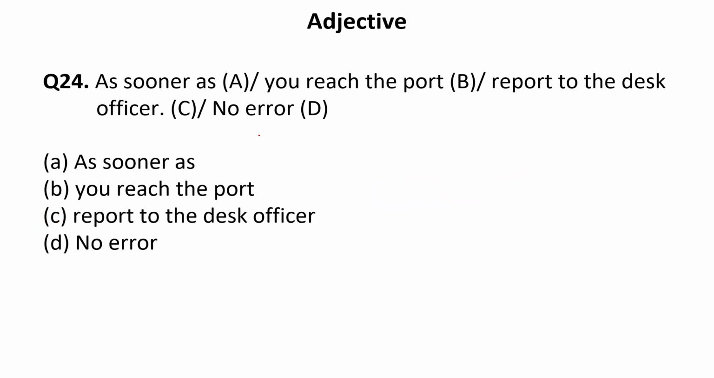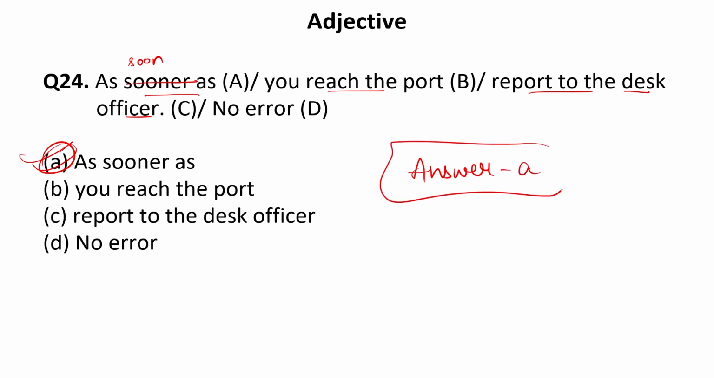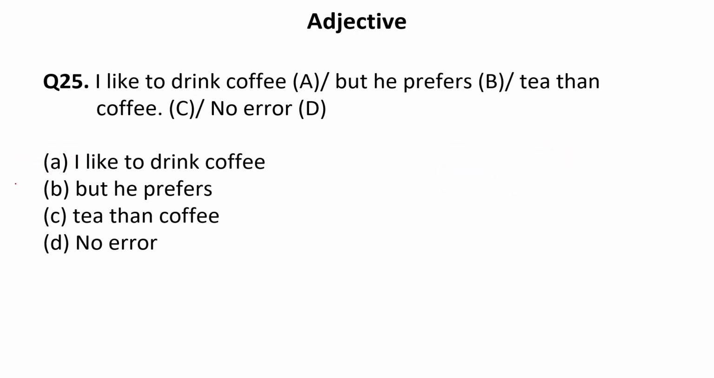Now, let us move to the next one. As sooner as you reach the port, report to the desk officer. As I have already told you, with as and as we need only positive degree, so this as sooner as is incorrect. It should be replaced with as soon as. So the error is in part A. So our answer is A. The correct phrase is as soon as.